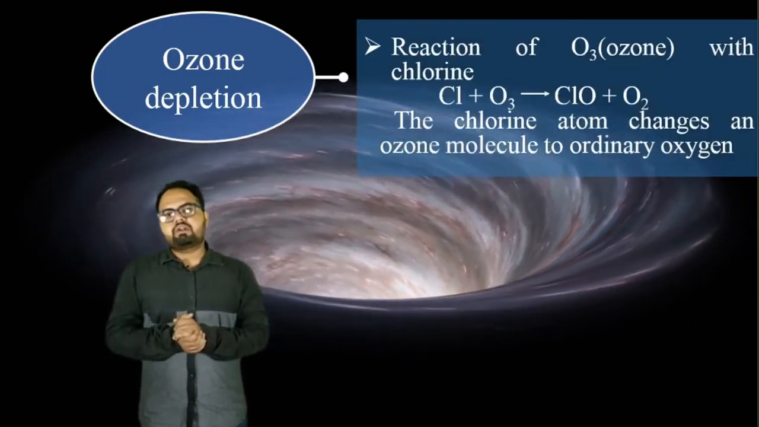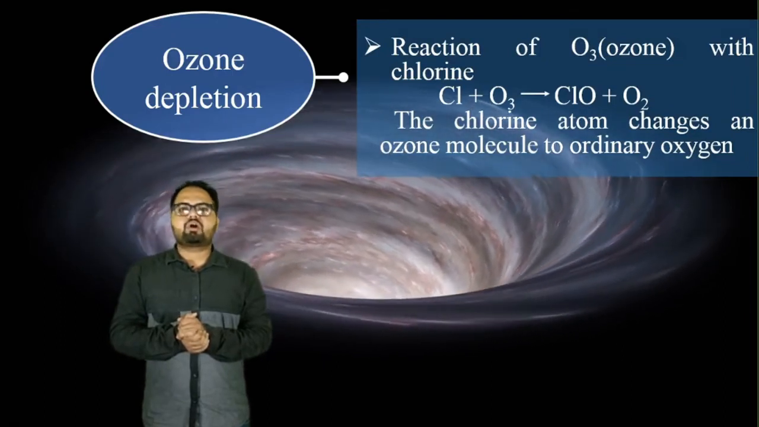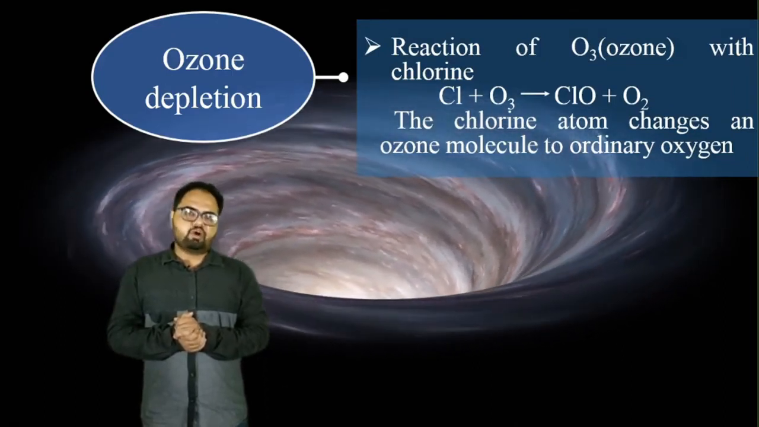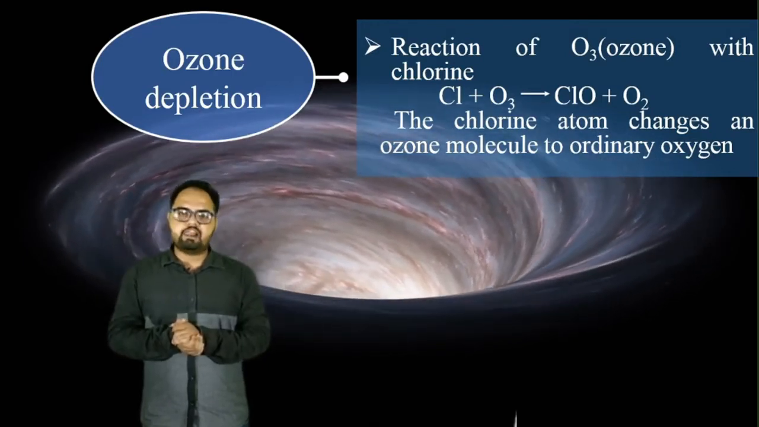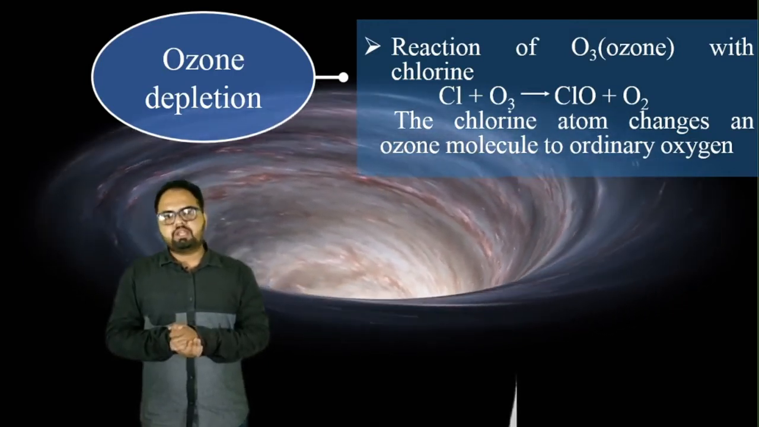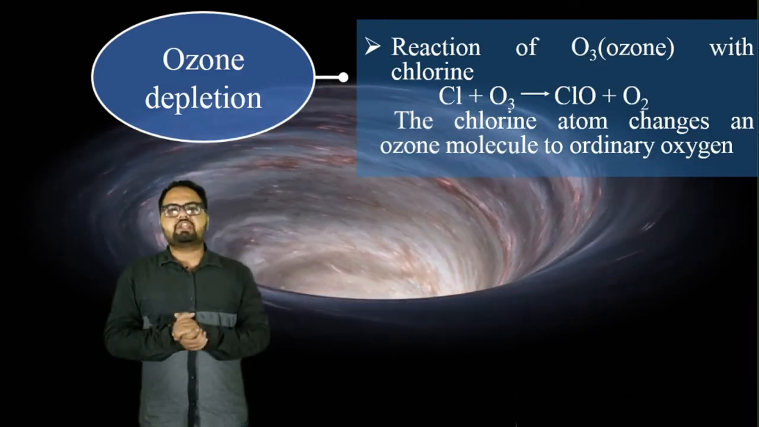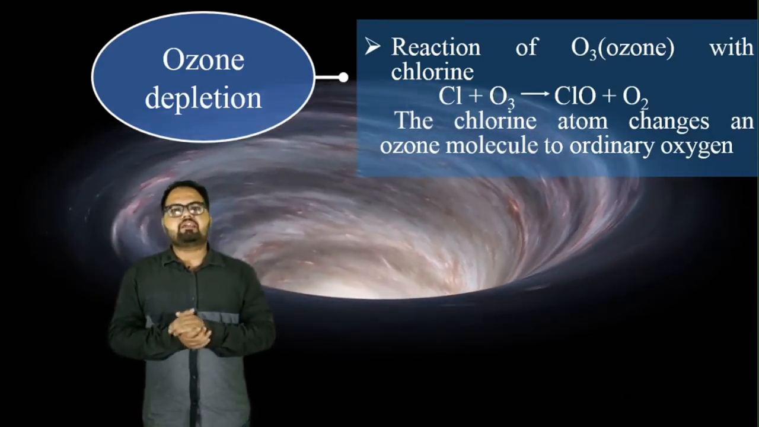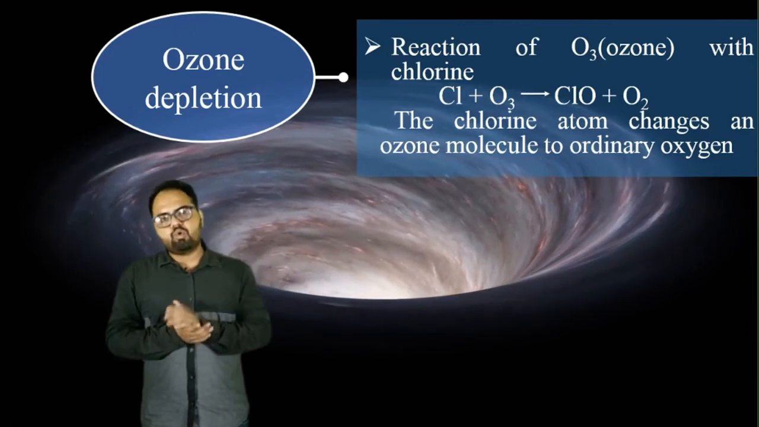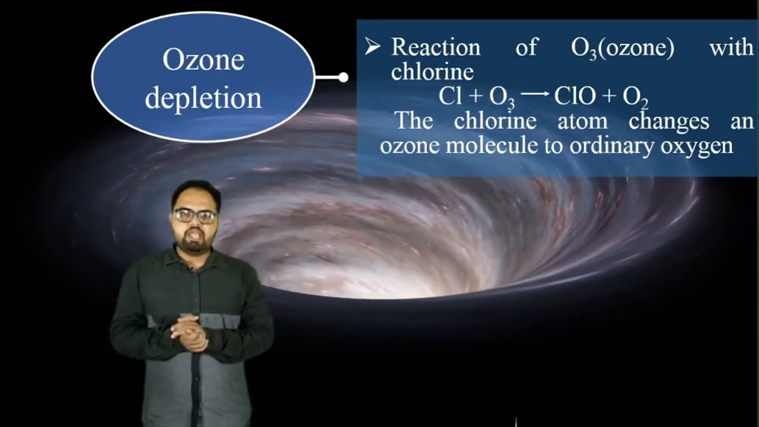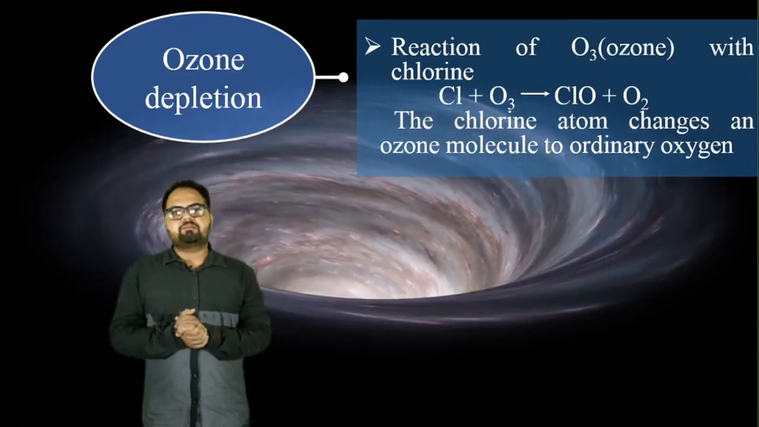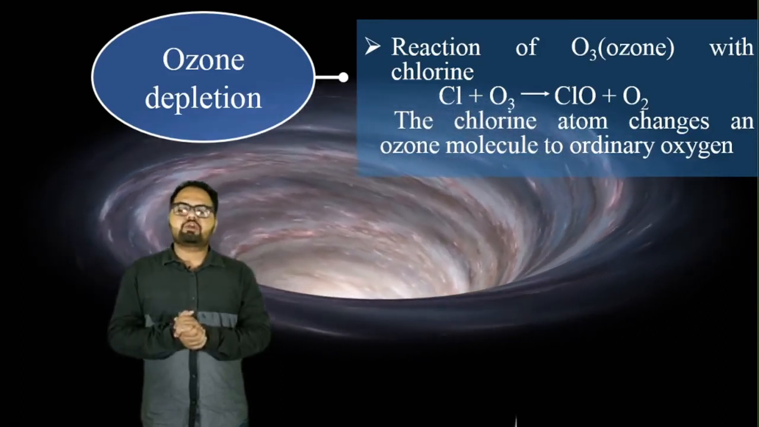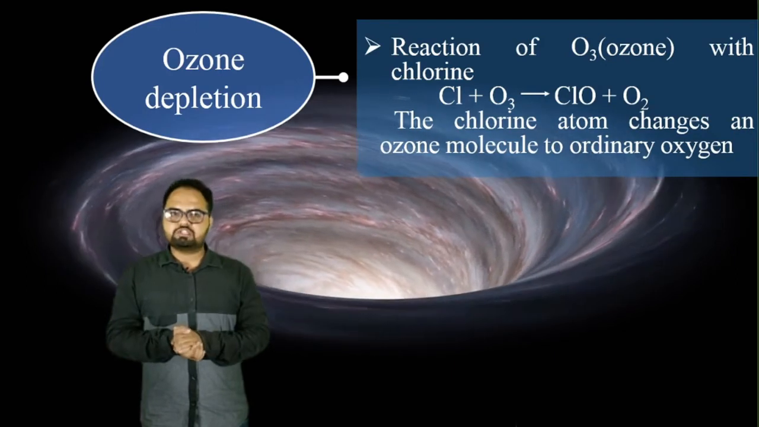How does ozone react with chlorine? The reaction of chlorine with ozone follows this equation: Cl, that is chlorine, plus O3, meaning ozone. While the reaction is happening, the O3 is converted into O2, meaning oxygen is freed, and ClO is formed. The chlorine atom changes an ozone molecule into ordinary oxygen.